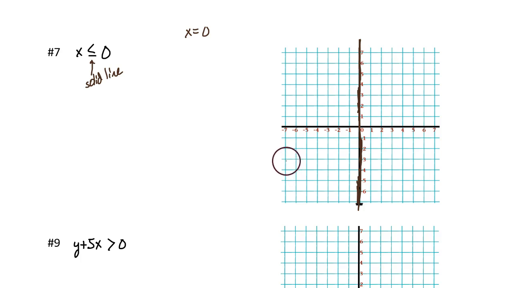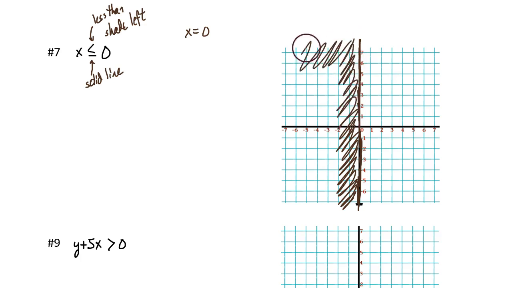Now we have to decide where to shade. Because this line's vertical, there's no above or below, but there is a left and right. So let's look at our inequality symbol. This is the less than symbol. Do you think you shade left of 0 or to the right of 0 when you have a less than? We're going to shade to the left. We're going to shade all of the dots that have x coordinates less than 0. So take your pencil and shade in all of this space.